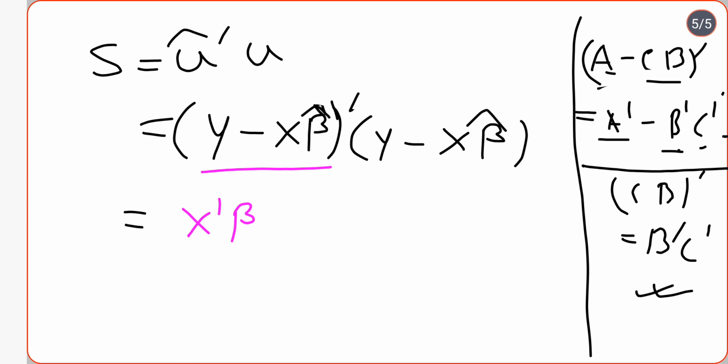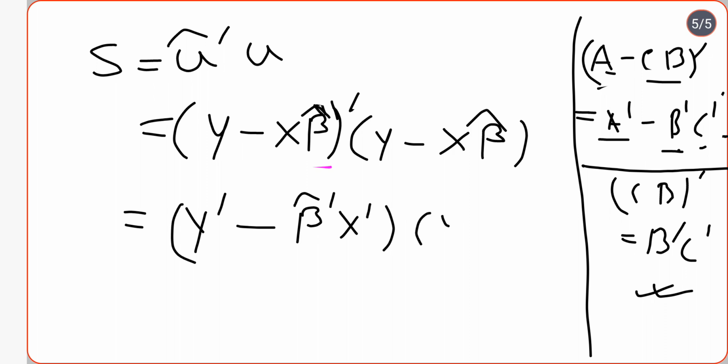So now from this we can get an idea that y minus x beta hat prime is now becoming y prime minus beta hat prime x prime, and y minus x beta hat. So if I now multiply this y and y prime, it is y only.